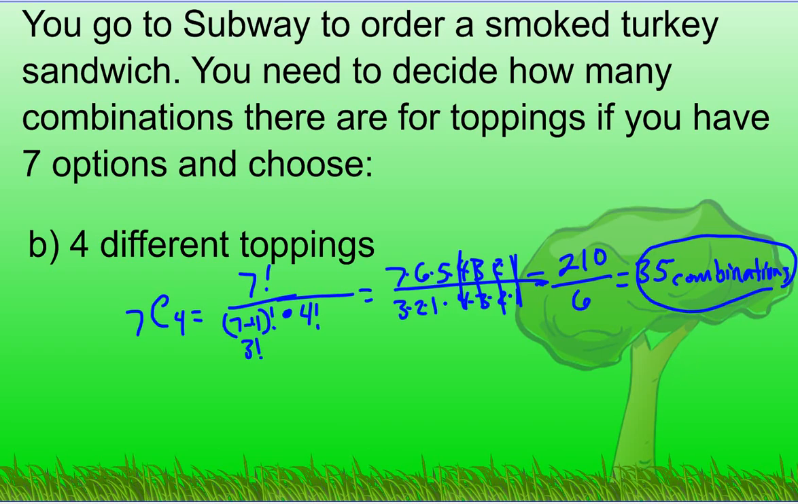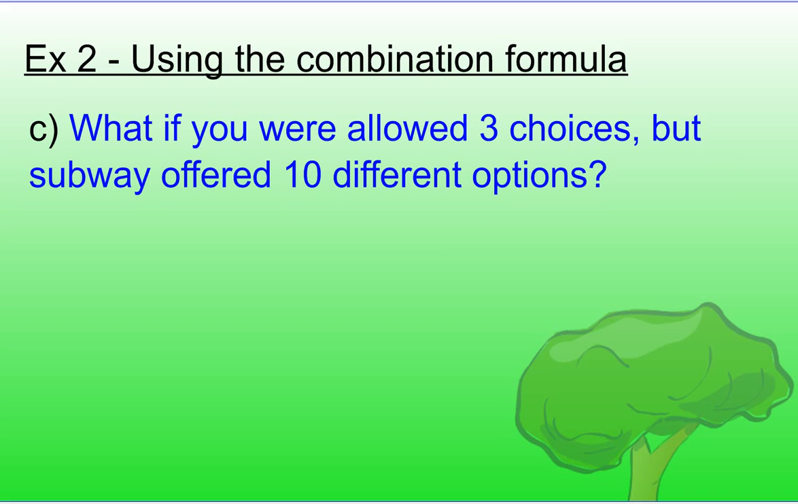Last problem here of this type is one for you. It says, what if you were allowed 3 choices, but Subway offered 10 different options? So now they have 10 options, but you're picking 3. How many different combinations could you get? Could you do this problem on your own right now? Pause the video. When you're ready to continue, hit play, and we'll go through it together.